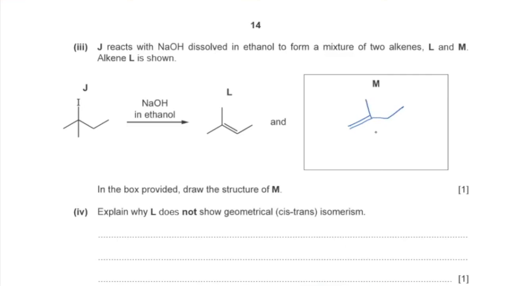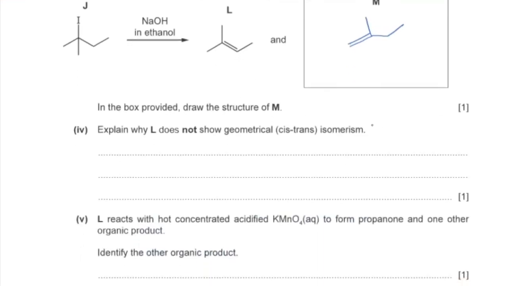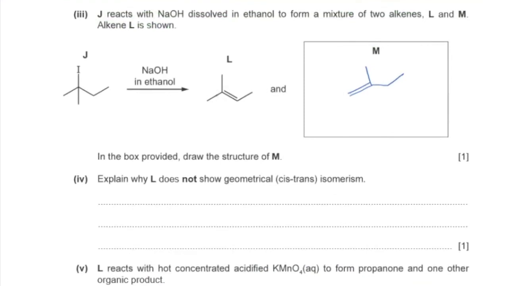Part 4, explain why L does not show geometrical isomerism. That's because this carbon atom of the carbon-to-carbon double bond is attached to 2 methyl groups. And for cis-trans isomerism to show up, each carbon atom of the carbon-to-carbon double bond must be attached to 2 different atoms or groups of atoms. Since this carbon atom is attached to 2 same methyl groups, structure L doesn't show geometrical isomerism. You can write that a carbon of the carbon-to-carbon double bond is attached to two methyl groups.